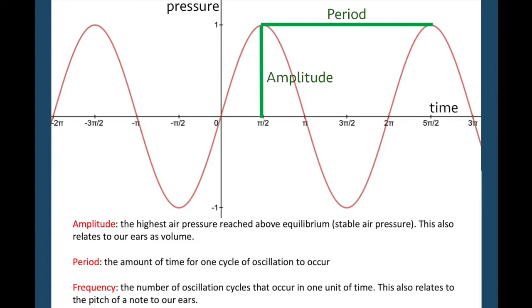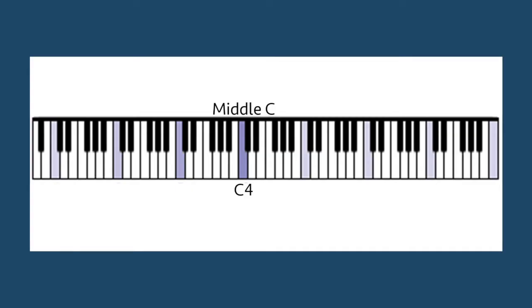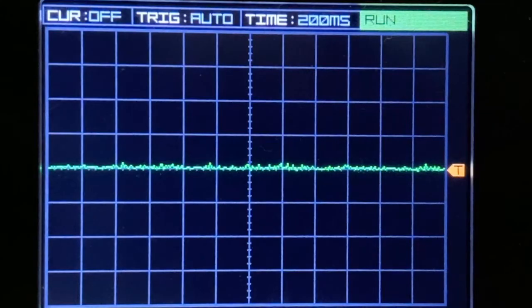Period is the amount of time for one cycle of oscillation to occur. And frequency is the number of oscillation cycles that occur in 1 unit of time. This also relates to the pitch of a note to our ears. Let's consider middle C on a piano. If we put this sound into an oscilloscope, we can see that it is not a simple sine wave.